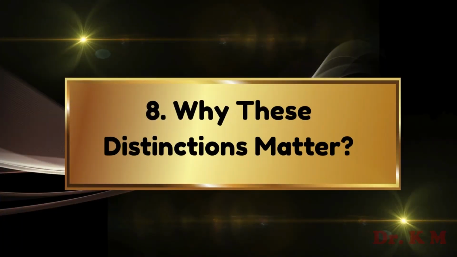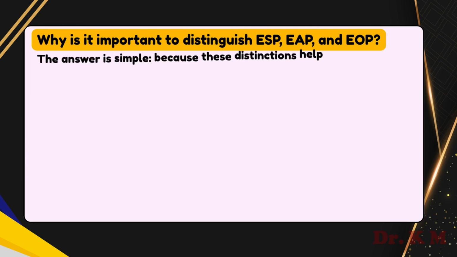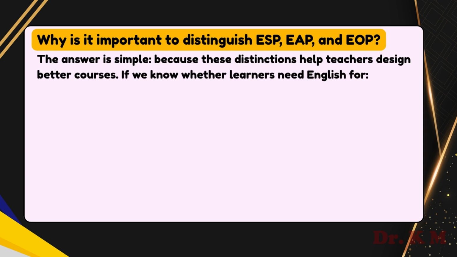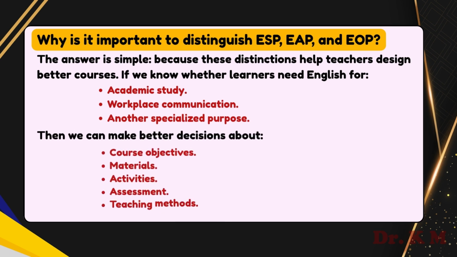8. Why these distinctions matter. Now we may ask, why is it important to distinguish ESP, EAP, and EOP? The answer is simple: because these distinctions help teachers design better courses. If we know whether learners need English for academic study, workplace communication, or another specialized purpose, then we can make better decisions about course objectives, materials, activities, assessment, and teaching methods.